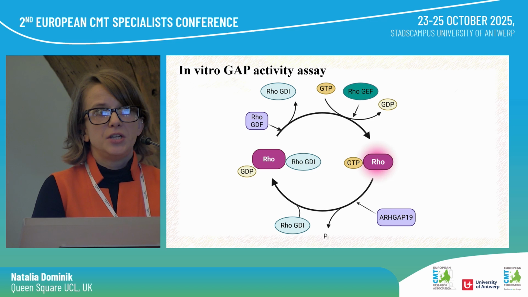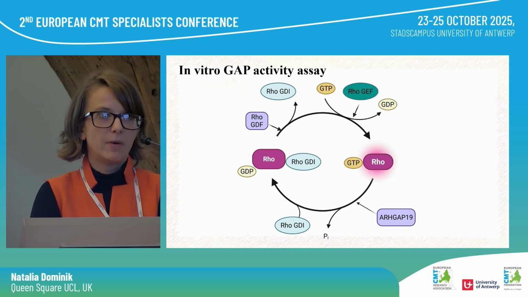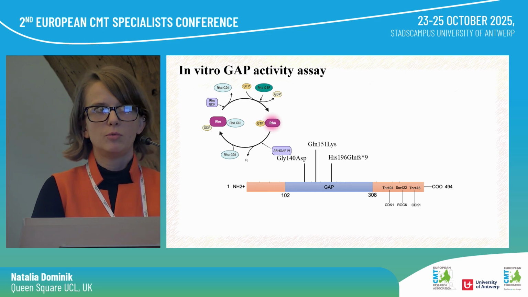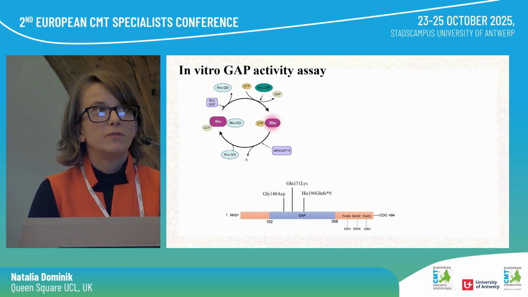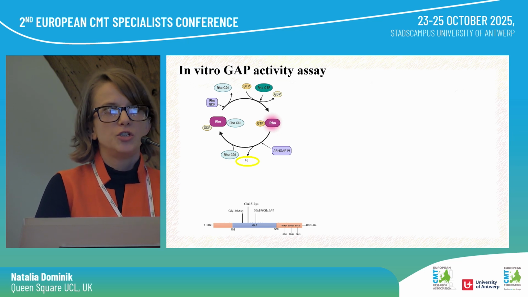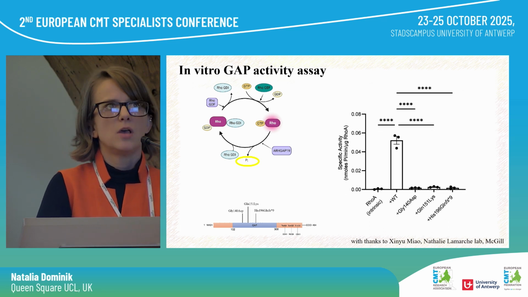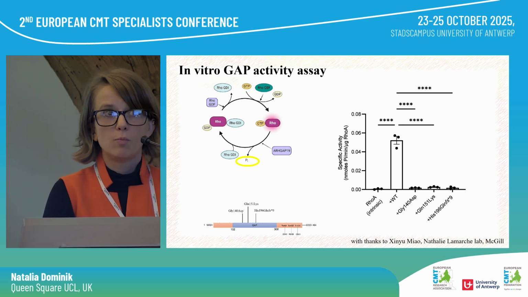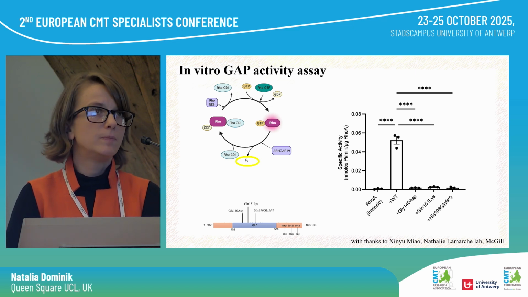Now, knowing that ARHGAP19 has a GAP activity towards RHO-A, where it negatively regulates the pathway, we wanted to see whether the variants that we see in our patients within the functional GAP domain have any consequence on RHO-A regulation. We can do it through an in vitro GAP activity assay, where we measure the release of inorganic phosphate at GTP hydrolysis. And indeed, all the variants that we found in our patients that we tested have near complete loss of GAP activity towards RHO-A, which is really quite striking when compared to the wild type.